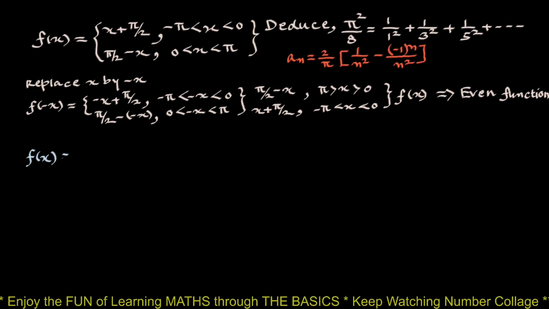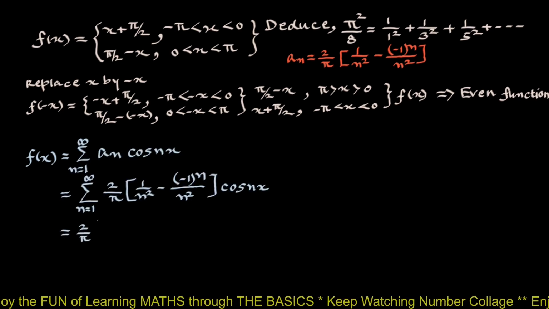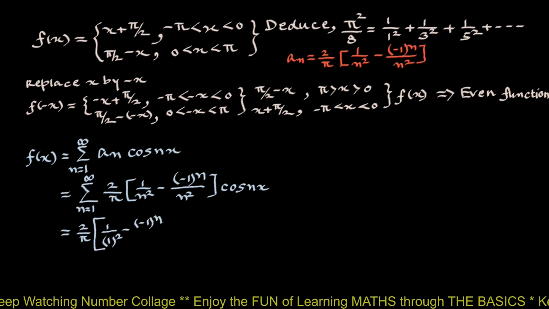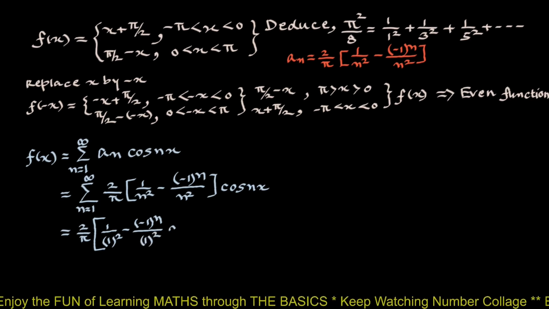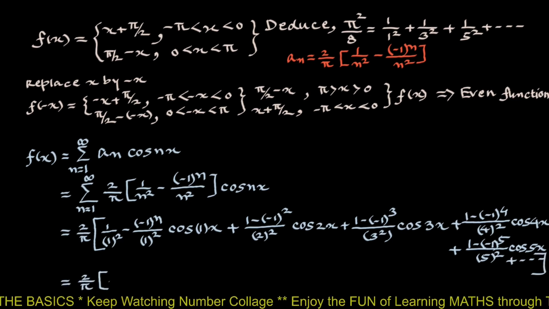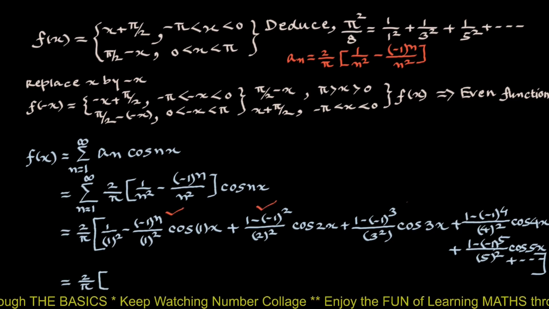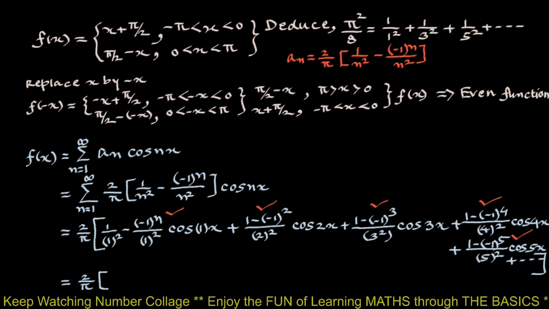So f(x) equals, now putting the integral values of n, this will be 2 upon pi into 1 upon 1 square minus 1 upon n upon 1 square cos 1x, etc. plus so and so forth. This will be 2 upon pi. We can select only the first term; the second term will be 0, third term, fourth term will be 0, fifth term, so and so forth.